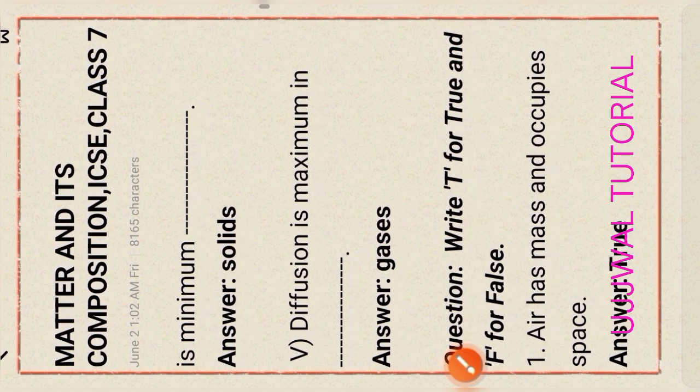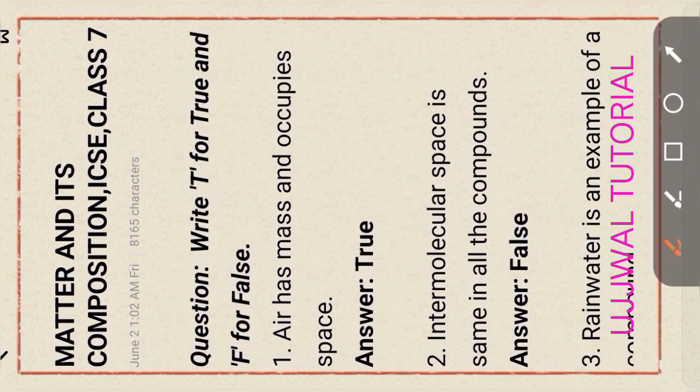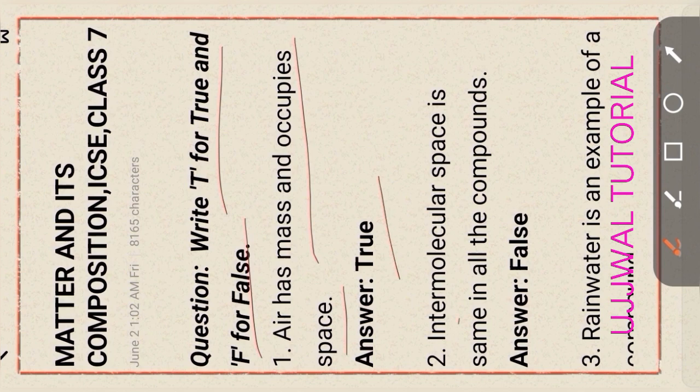Next question type, T for true, F for false. Air has mass and occupies space. This statement is true. Next question, question number 2. Intermolecular space is the same in all compounds. This statement is false.